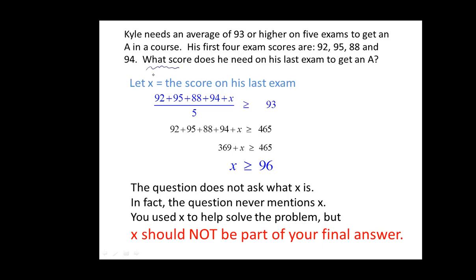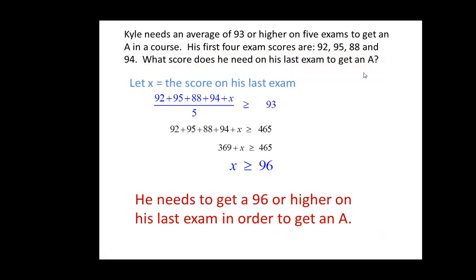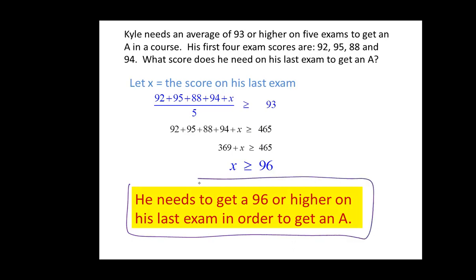In order to get our final answer, we're going to look at the exact question that was being asked. What score did he need on his last exam to get an A? Our answer should be very specific to that question. There we go. He needs to get a 96 or higher on his last exam in order to get an A.